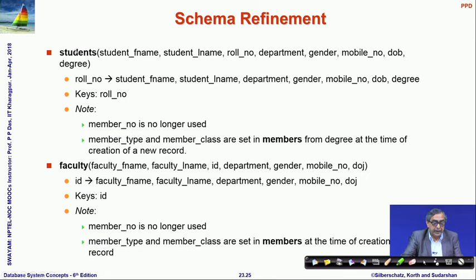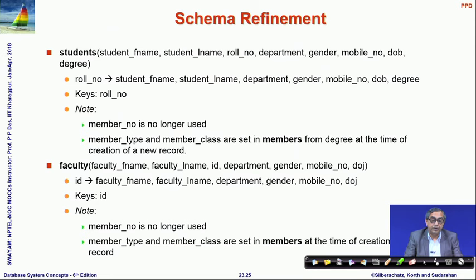So, having done that, we again go back to the students and faculty, because now we do not need the member number in those anymore, because these will not directly be involved in the issue and return, because all that you need is just the member number, which is already there in the members. So, now it is the roll number which determines everything. Member number is no longer used, and member type and member class, which we have assumed exist in the members, will have to be derived from the degree value at the time when a new record is created.